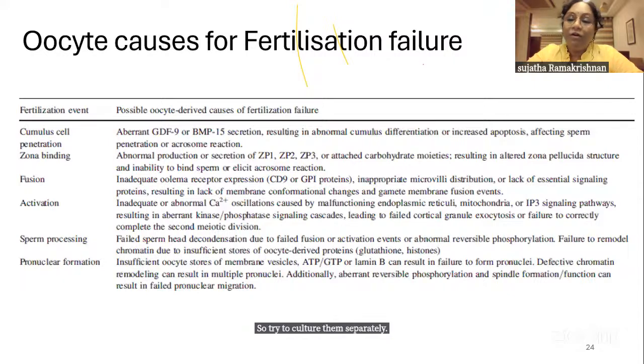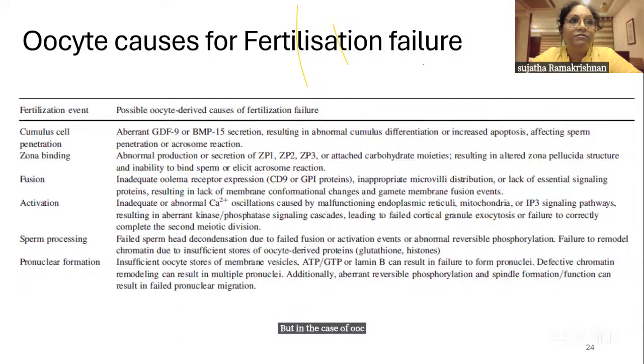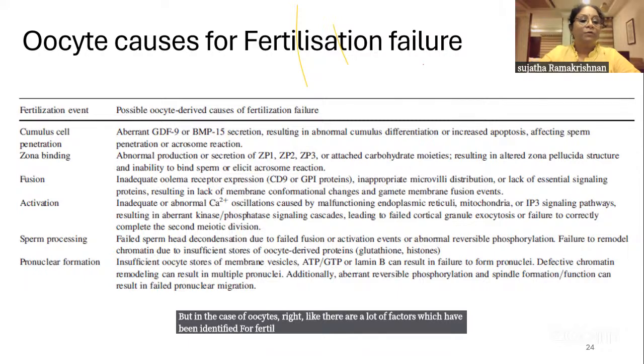Now, we know that with sperm, there are a lot of reasons. Motility can be a problem. Morphology can be a problem. DNA fragmentation can be a problem. These are the things which we can measure or just look at. But in the case of oocytes, there are a lot of factors which have been identified for fertilization failure. I have given a list of possible oocyte-derived causes.